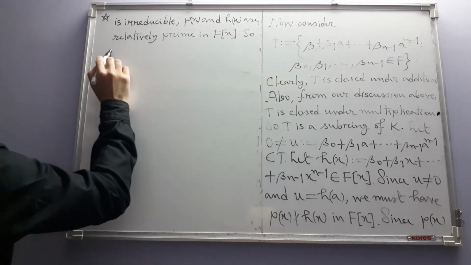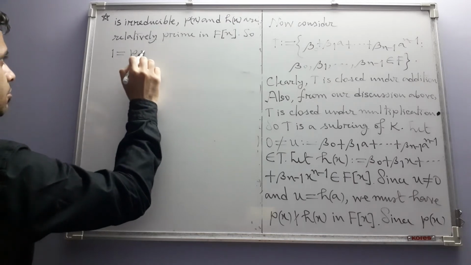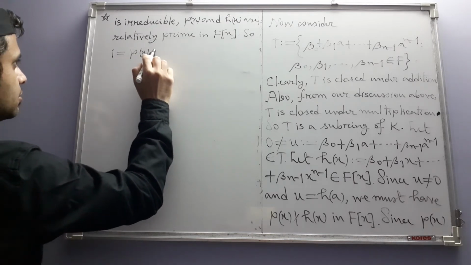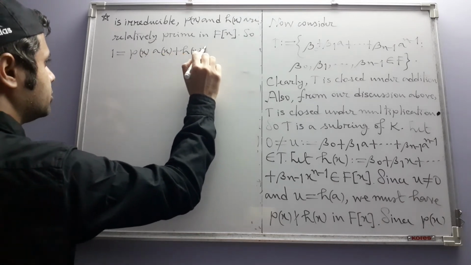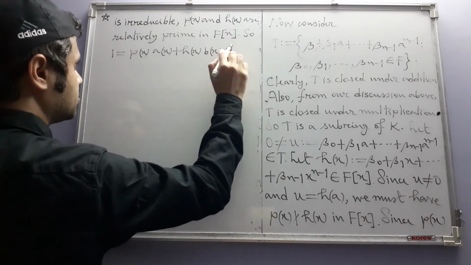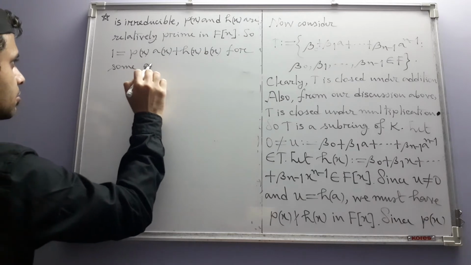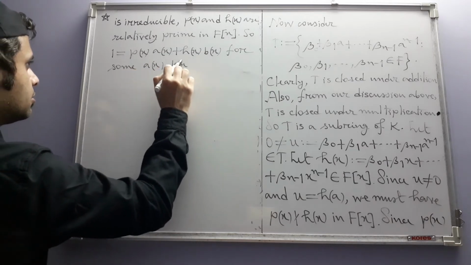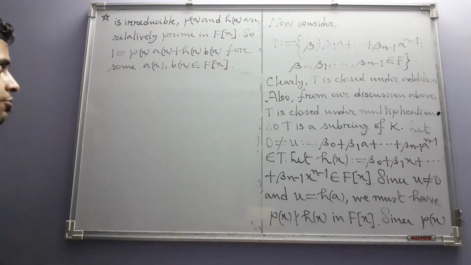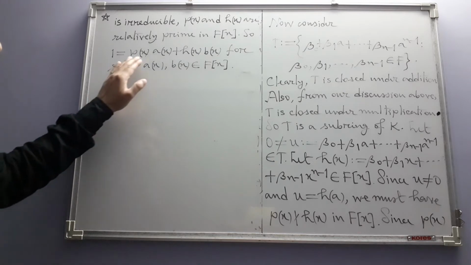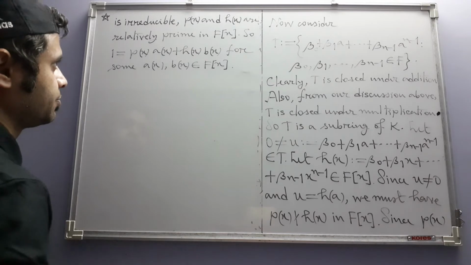So 1 is equal to P(x) times A(x) plus H(x) times B(x), for some A(x) and B(x) in F[x]. Relative primality of P(x) and H(x) implies that such a linear combination will be equal to 1, the constant polynomial 1.